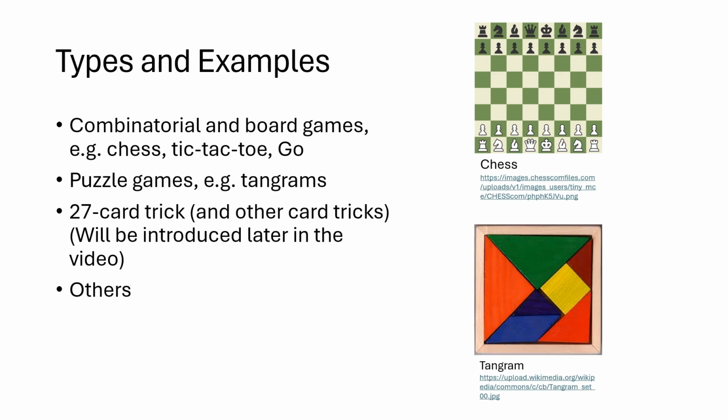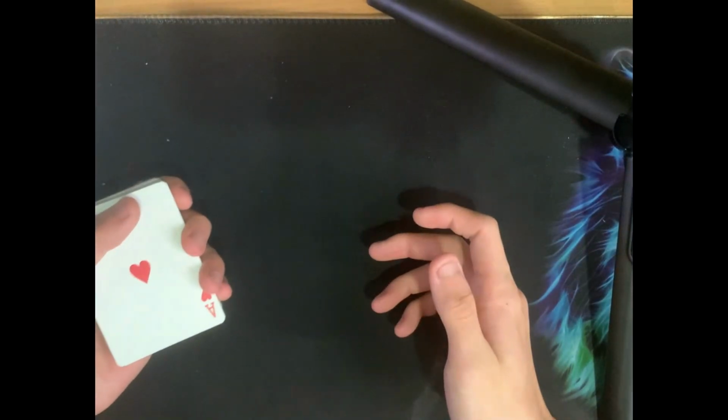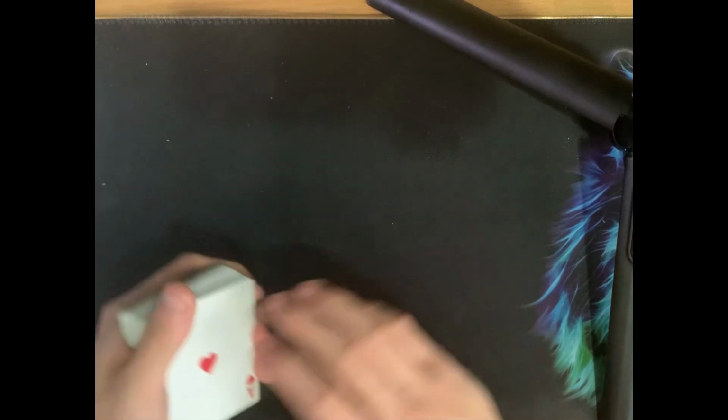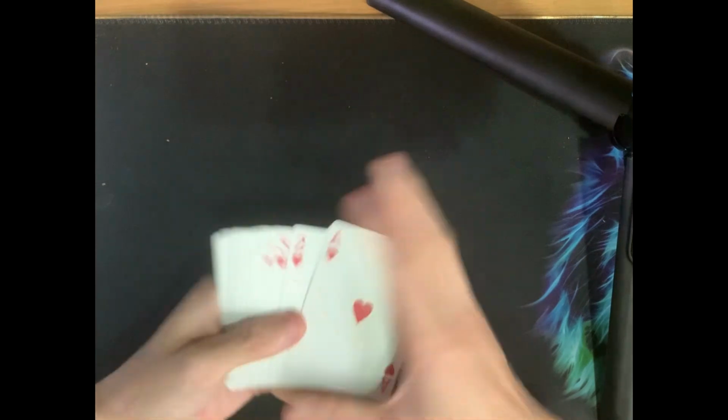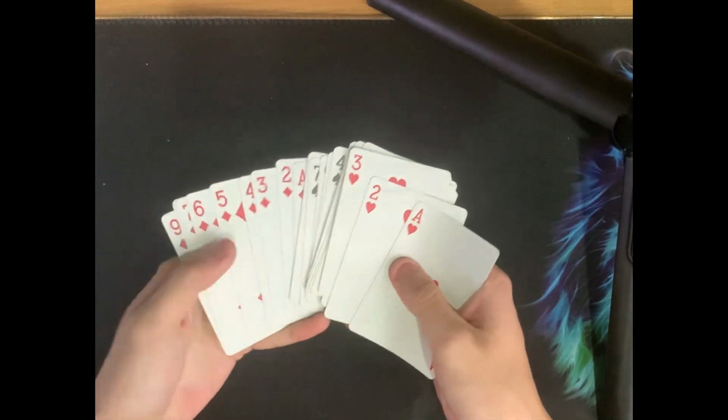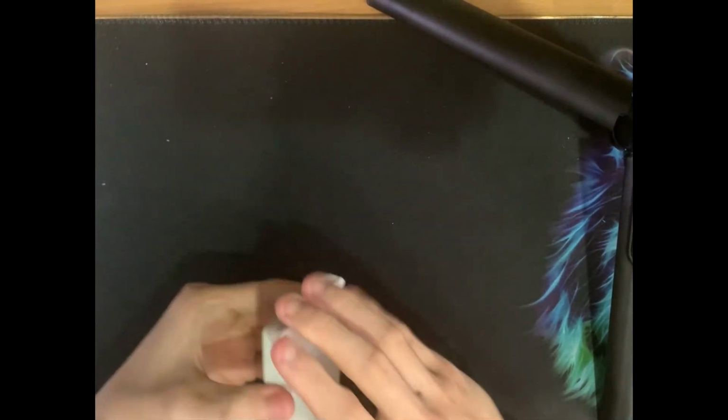Now I will be having someone else explain the 27 card trick. Hi, I'm Shihong, and today I'll be demonstrating the 27 card trick. We have a deck here, but shockingly, we only need 27 cards. Right here, we have the ace through 9 of 3 suits, but it's ordered, so let's shuffle them up.